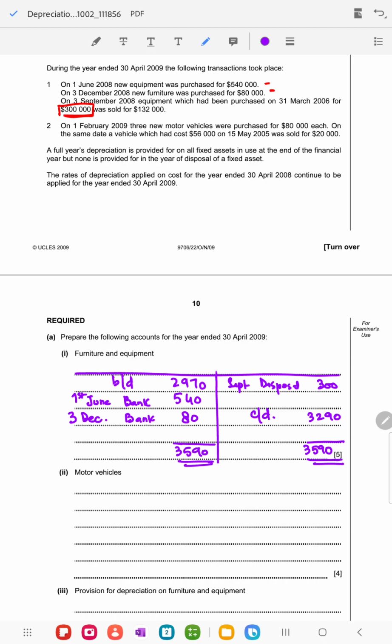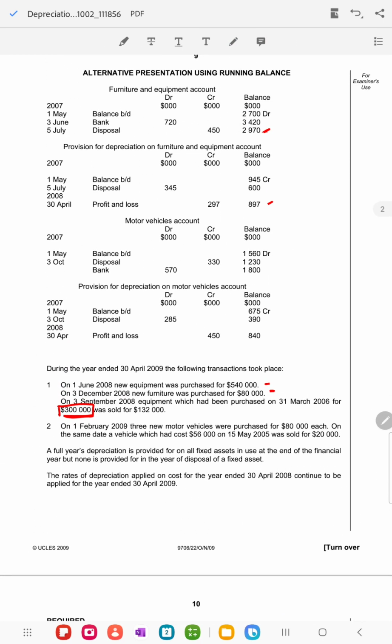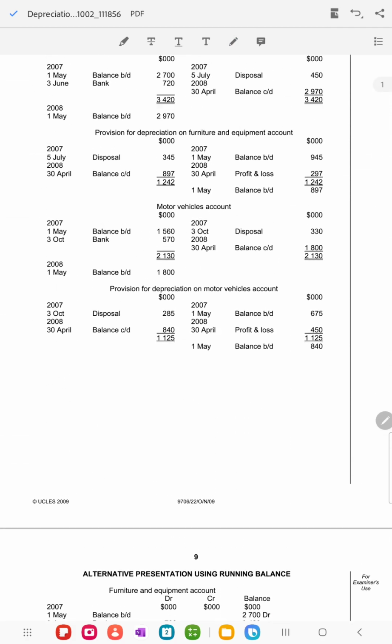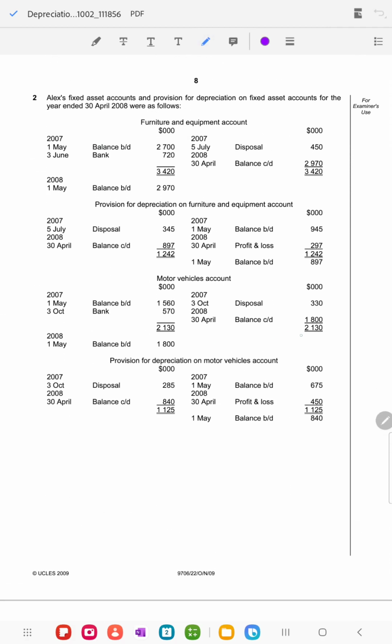Let's move to the vehicles part. It says that on 1st February 2009, three new motor vehicles were purchased for 80,000 each. On the same date, a vehicle which had cost 56,000 on 15th May was sold for 20,000. So let's make up this account. I need the opening values first. The opening value for motor vehicles is 1800, and if I look at the motor vehicles account, this is my carried down balance, 1800.